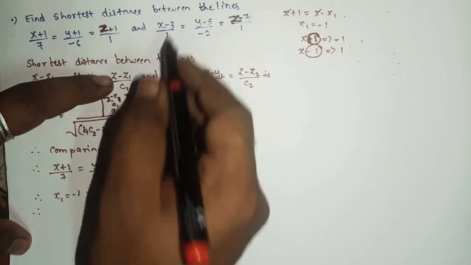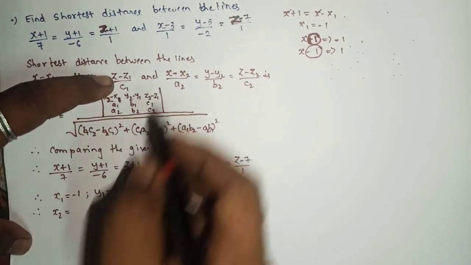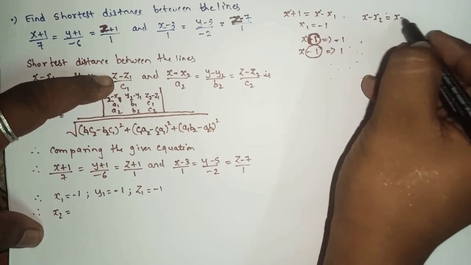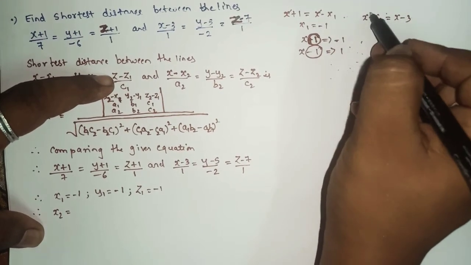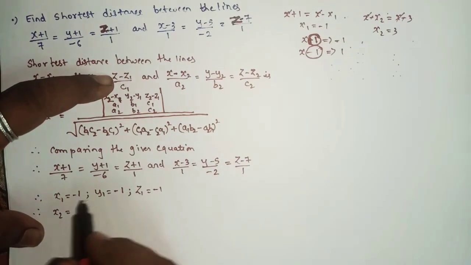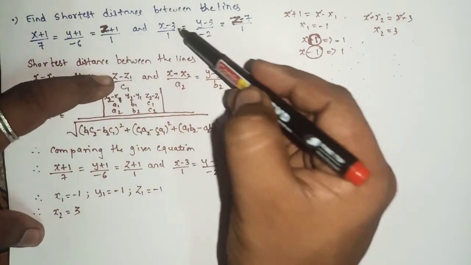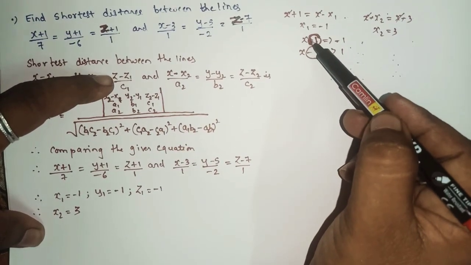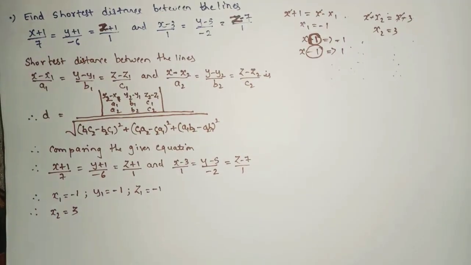So now x2. Here when you compare x2, x minus x2 equals x minus 3, so here x will get cancelled, minus will get cancelled, so x2 equals 3. So directly we can write as what? 3. If it is already negative, the answer will be positive. If it is positive, the answer will be negative. Like that you can remember.